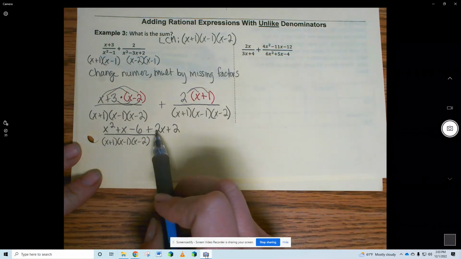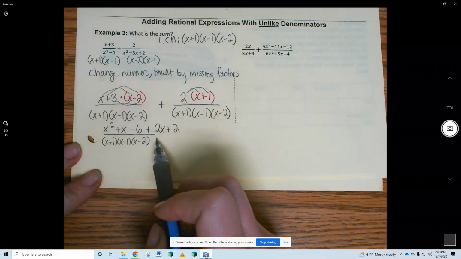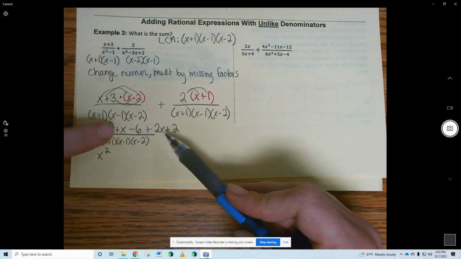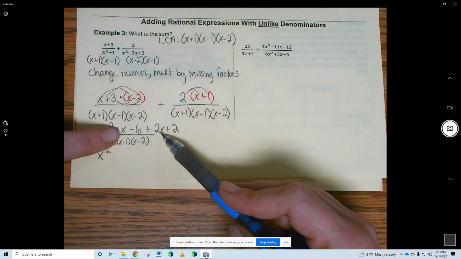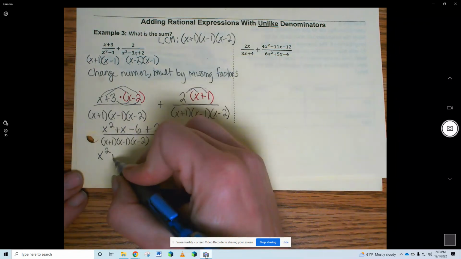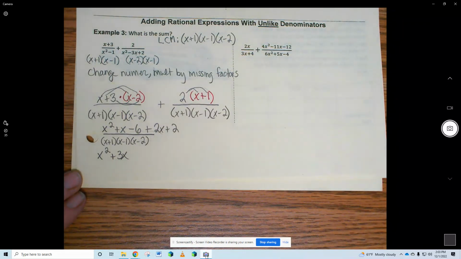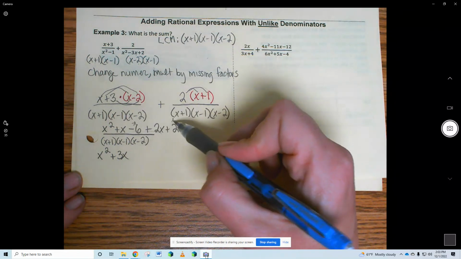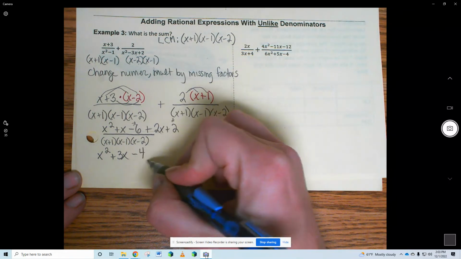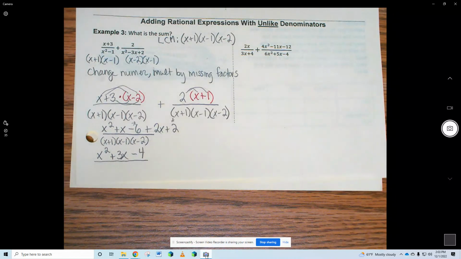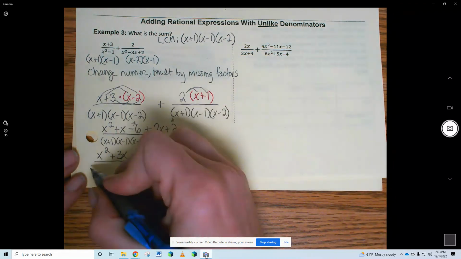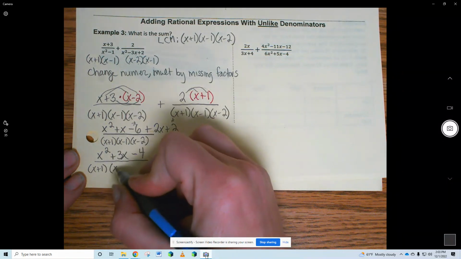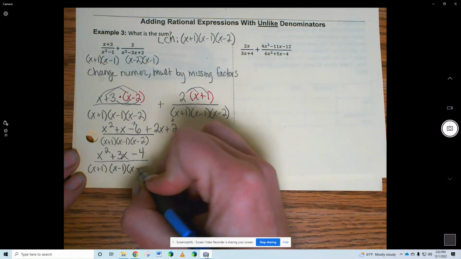So things that are the same after I multiply. x squared is still alone. Plus x plus 2x, those are like terms. Plus 3x. Negative 6 and positive 2 is negative 4. Keep the denominator simplified the entire time. x plus 1, x minus 1, x minus 2.